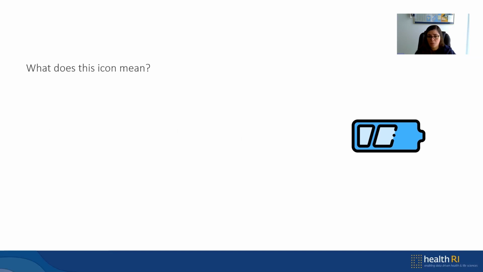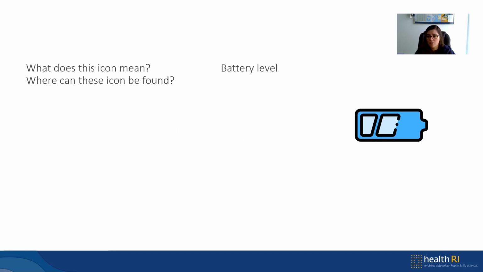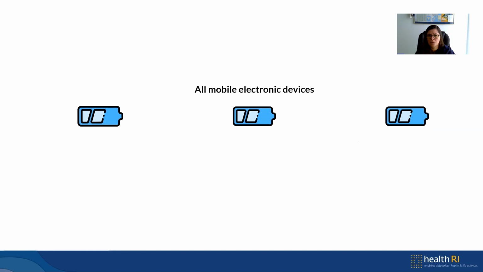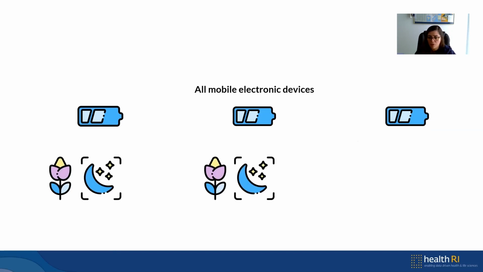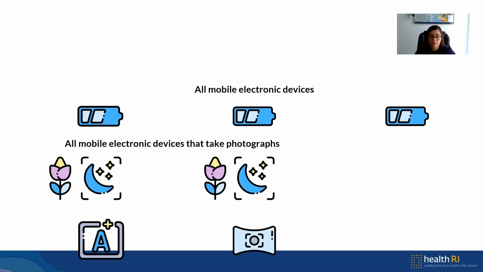Have you seen this icon before? Do you know what it means? Right, it's indicating battery level. And you know where this icon can be found? Well, probably most of your electronic devices, right? What about this icon? Well, in some of your electronic devices that take photographs. What about this icon? Well, this is, as you can imagine, a specification of photographs, right?